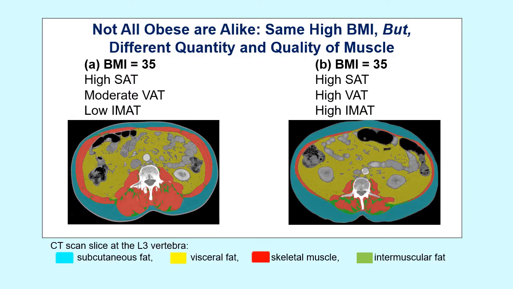I want you to notice two individuals who have the same BMI. They are obese, and they have a high degree of subcutaneous fat, which you see in the aqua blue color on the outer sides of the abdomen. What you also see is a significant degree of visceral fat in yellow surrounding the abdominal organs in both individuals. But the individual on the right, who is the same sex, age, and BMI, has much more infiltration of fat, or what we call ectopic fat, invading the skeletal muscle.